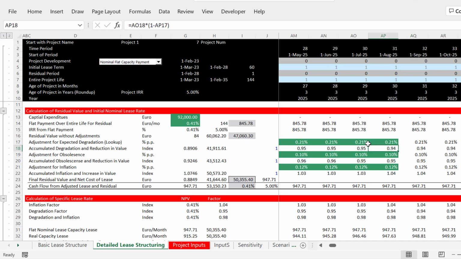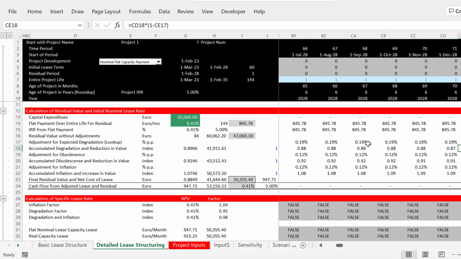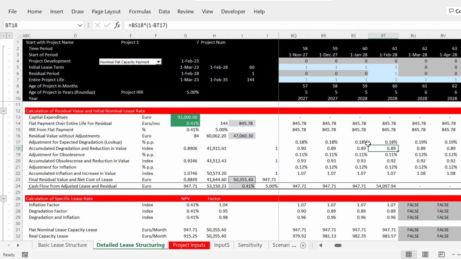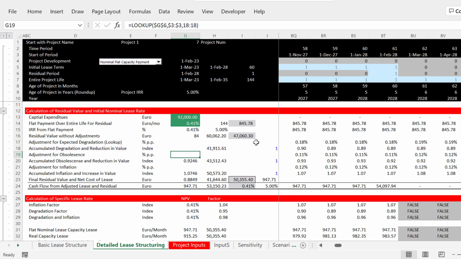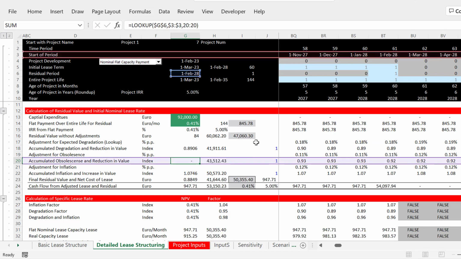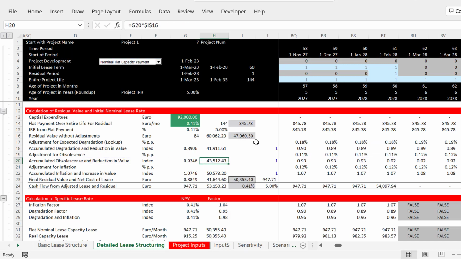Why did it stop here? Just a minute. You get the accumulated, that's because of my generic macros. You can adjust that. The accumulated amount of degradation at the end of the lease, the accumulated amount of obsolescence, the accumulated inflation rate at the end of this. You can use a lookup function and say, I'm just going to look up on this number and find the date and then go down and get it. Okay, that's what happened here. I don't know why that's happening. Probably something I did.